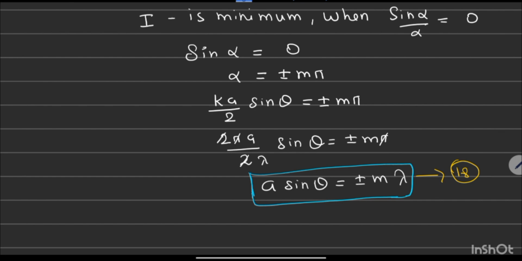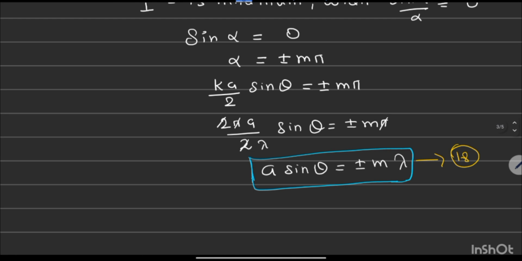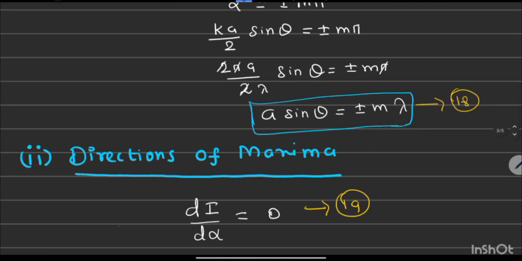If you remember, in my previous video we discussed how to get this relation, the conditions for minima, by breaking the slit into an even number of intervals and looking for the conditions of minima on the screen. That relation and this one are exactly the same. If you have any doubt, go back to that video and get it cleared. Now, looking for the conditions of maxima.